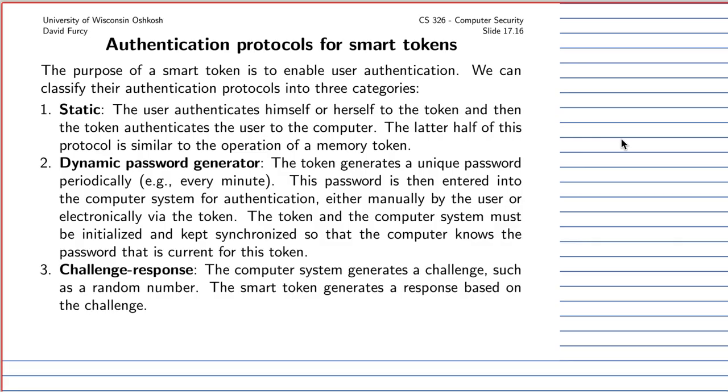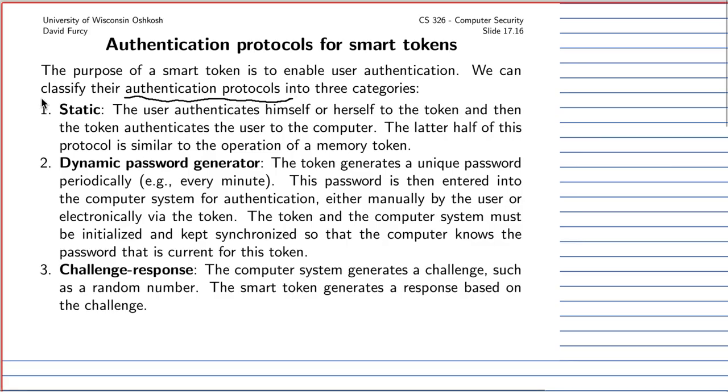So the setup is that the user is trying to authenticate himself or herself to a computer system, and the user owns a smart token, which by definition is a token that contains an embedded microprocessor. The way the user and the token are going to authenticate themselves to the computer system is by running an authentication protocol. And we're going to classify these protocols into three rough categories.